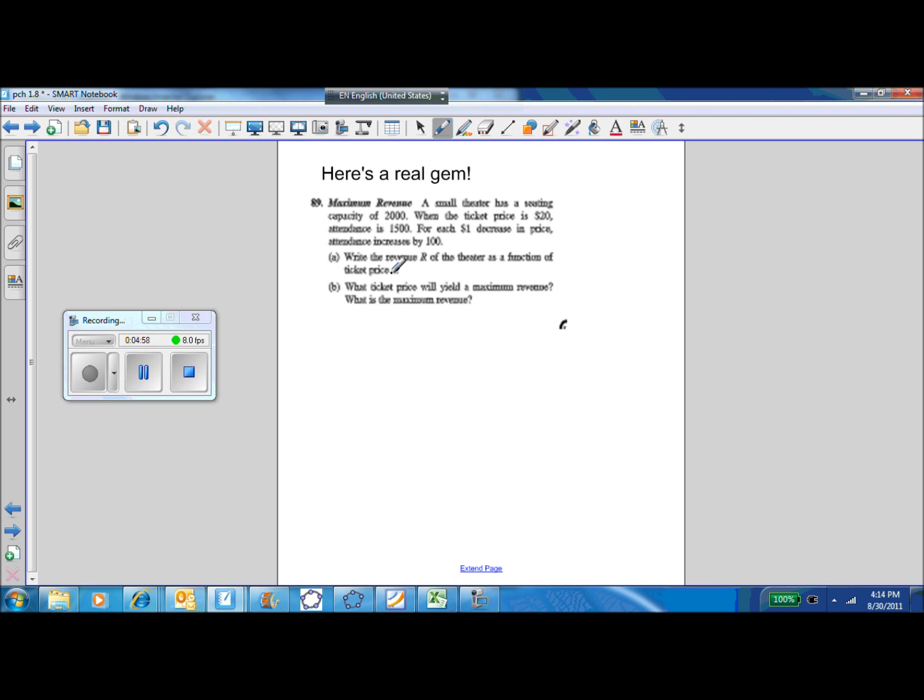So let's take a look here. Write the revenue R of the theater as a function of ticket price x. Well, let's let the function of x equal the number of $1 decreases. So in part A here, to get revenue, revenue is going to be the number of tickets times the price per ticket.